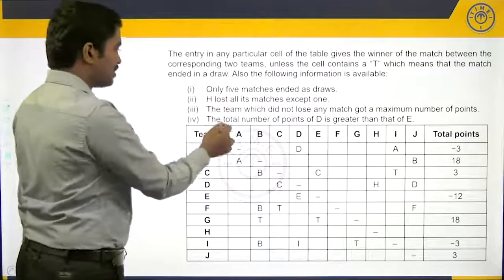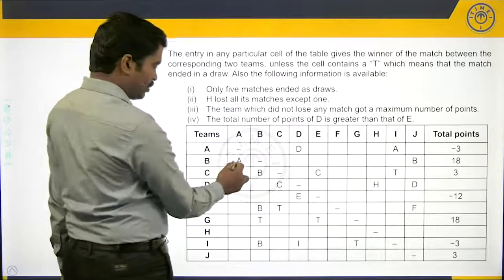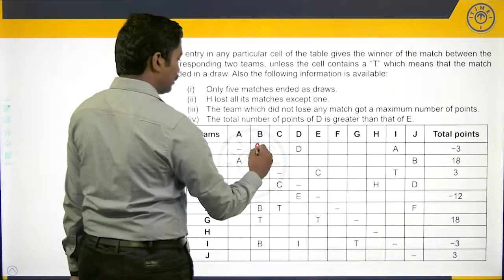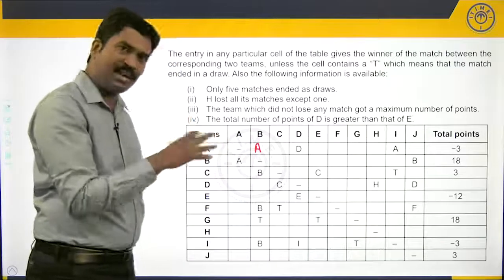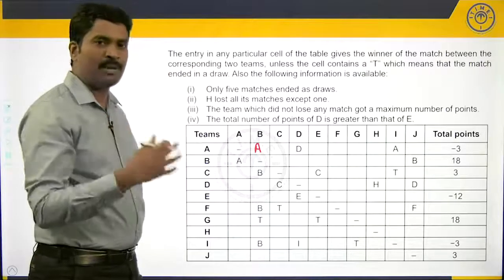Also, the following information is available. Before that, let's first see. B is playing with A and in this match A is winning, which means when A plays with B also A is winning, right? So everything will be a double entry. Every entry will be in 2 places. It will be in A playing with B as well as B playing with A.